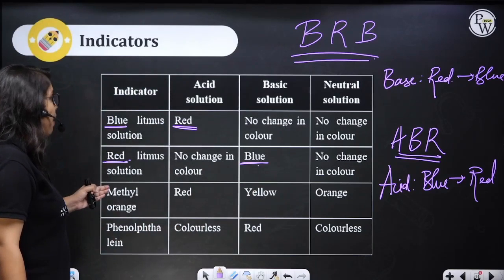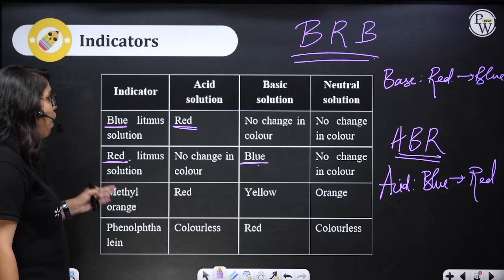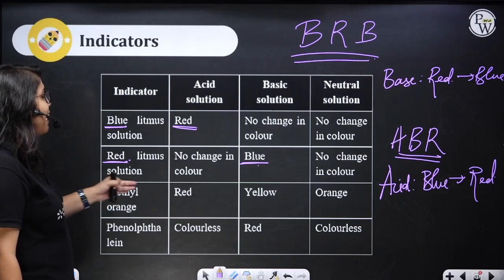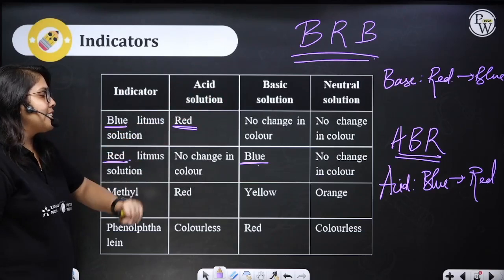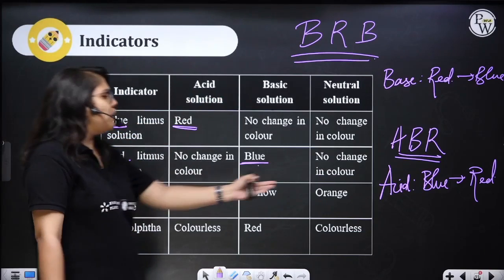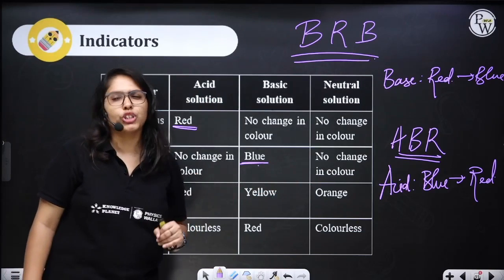Now, talking about methyl orange, it turns red in acidic solution and yellow in basic solution. And in the neutral solution, it happens to have the orange color.